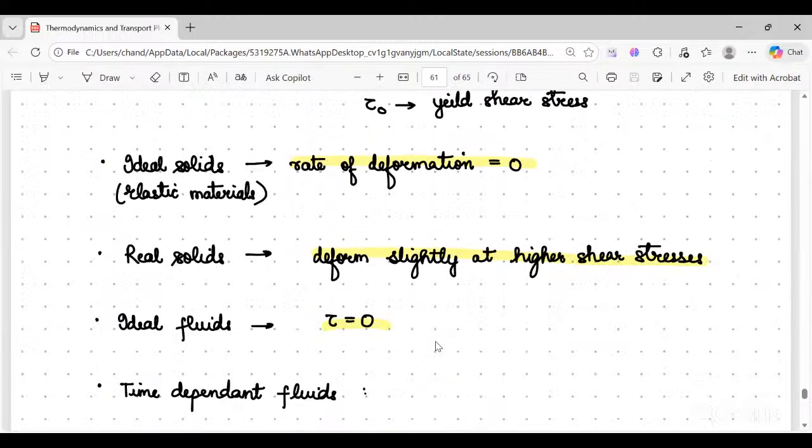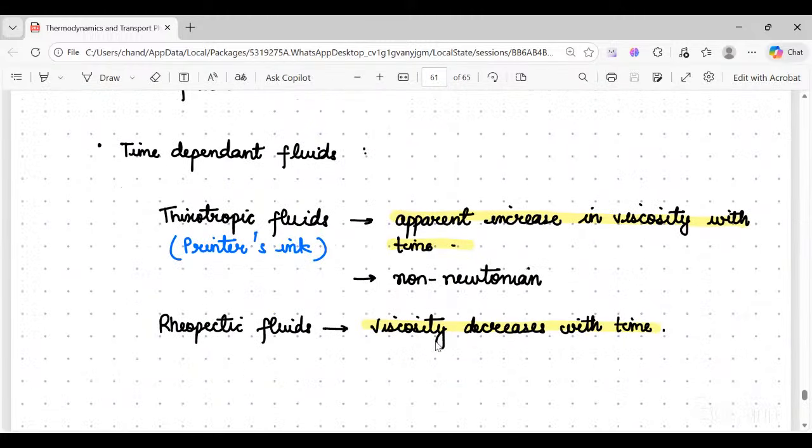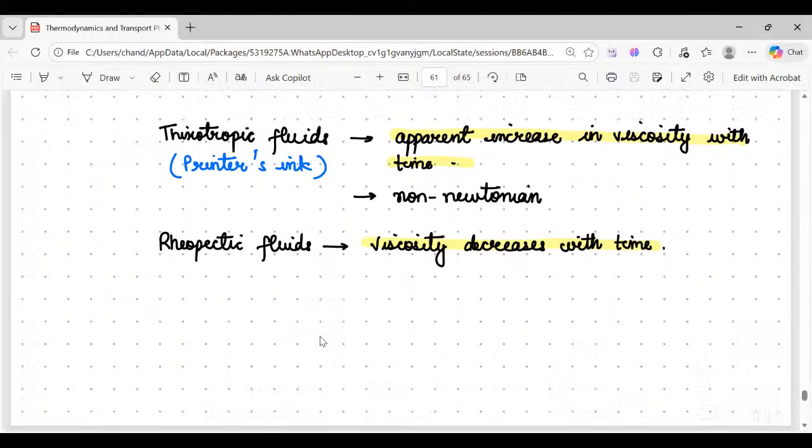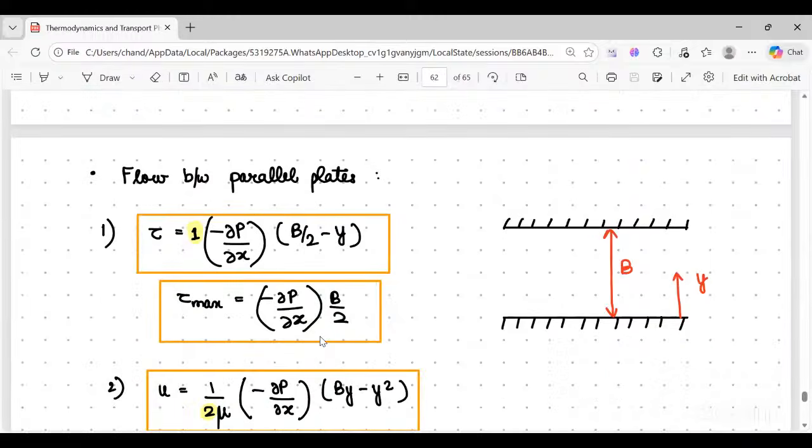For ideal solids, the rate of deformation is 0. For real solids, there is slight deformation at higher shear stresses. For ideal fluids, tau is equal to 0. Now let us see time-dependent fluids. Example, thixotropic fluid: apparent decrease in viscosity with time. Rheopectic fluids are non-Newtonian fluids whose viscosity increases with time.